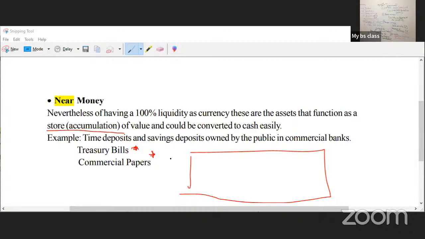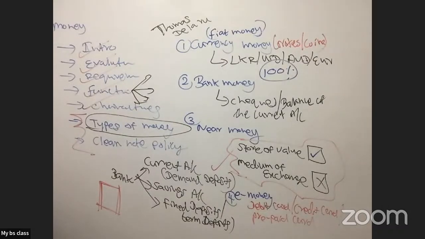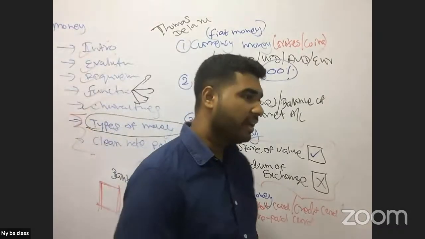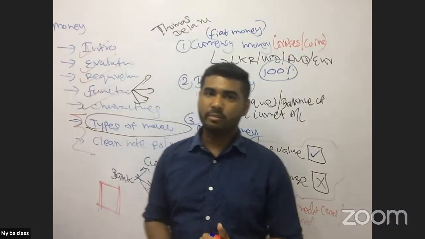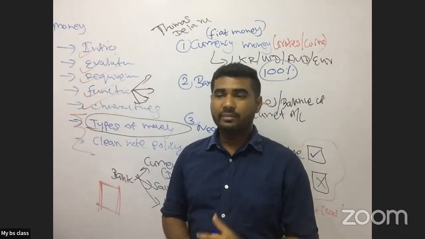So treasury bills come under near money, where you invest in government securities and you get a certificate for that. Let me give a small explanation here. Normally treasury bills are issued for 30 days, 60 days, 90 days, a period of less than a year, by the central bank. We discussed this in lesson number 3. So you can invest short term.